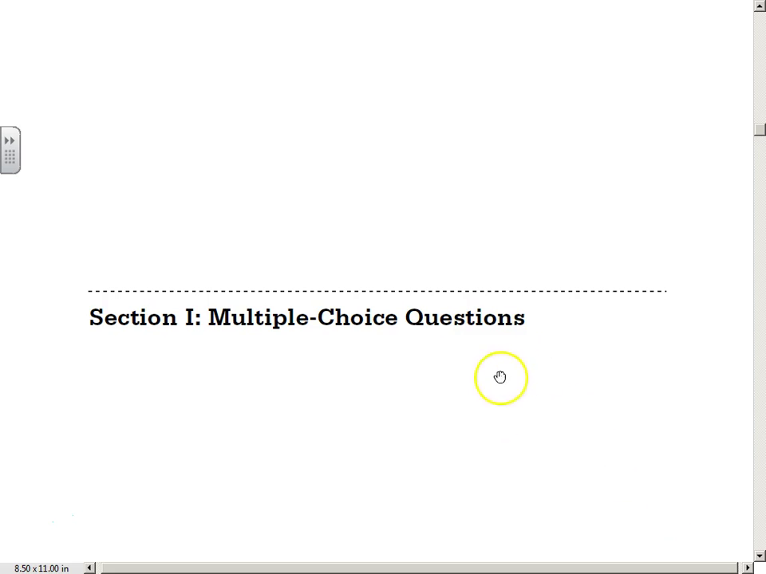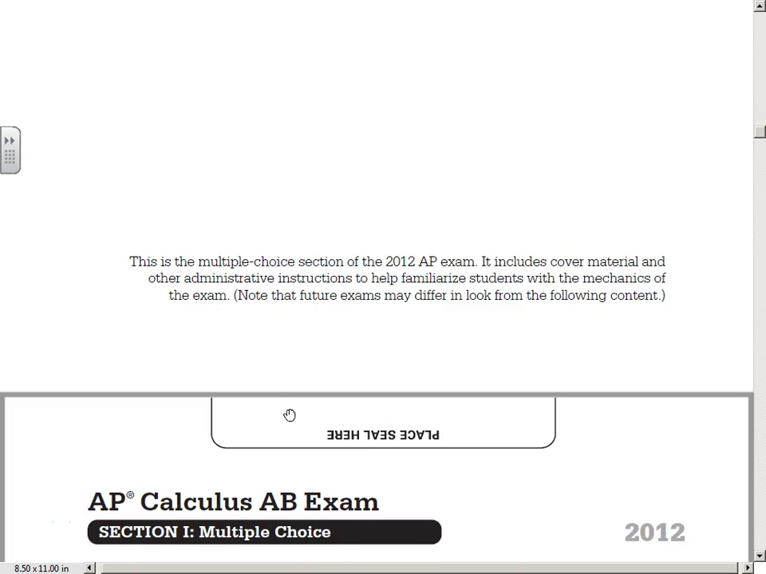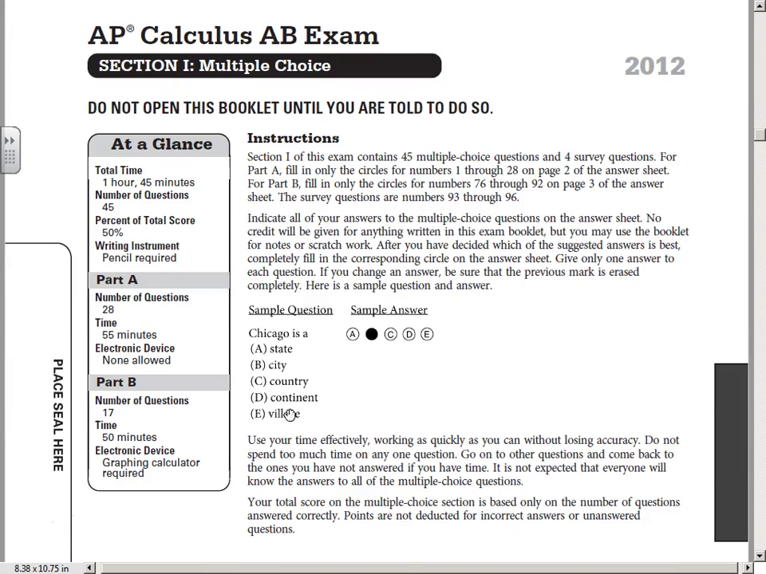Okay, here we go. The first section, multiple choice section. We're used to multiple choice questions, right? To some degree. All right. At a glance, the total multiple choice section will take 1 hour and 45 minutes, split into 2 pieces, a part A and a part B.